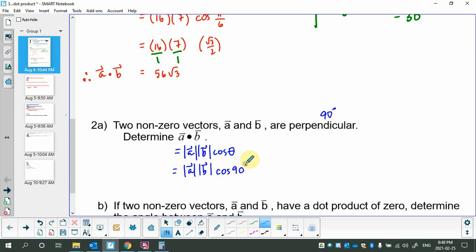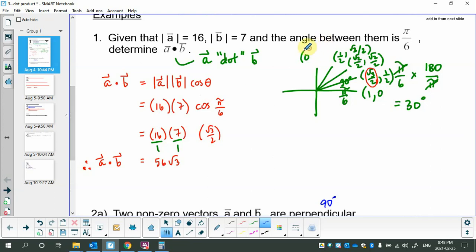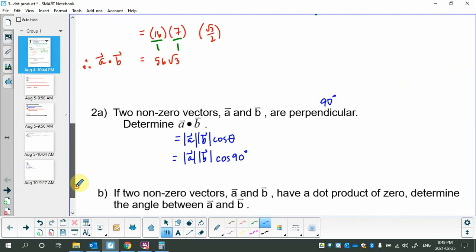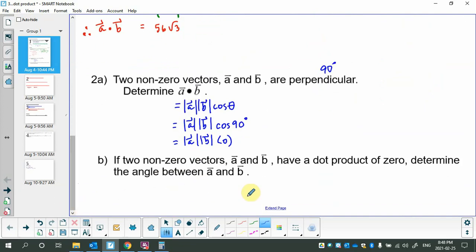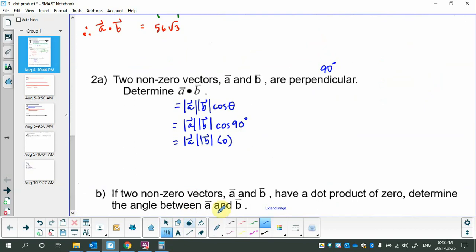I have no idea how long A is, so I don't know the magnitude of A, and I don't know the magnitude of B. But I do know, based on my unit circle, that the cos of 90 degrees is 0. So to be perfectly honest, it doesn't really matter what the magnitude of A is and what the magnitude of B is, because I'm just taking it and I'm multiplying it by 0. And that means my answer is 0.